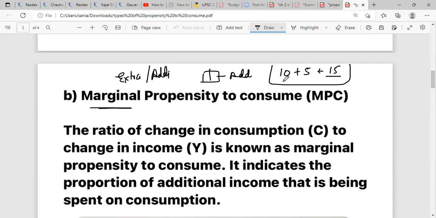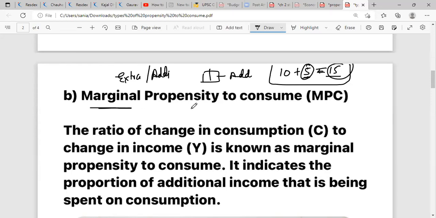Total income, totally, yes, 15. And what is your additional income, marginal income? It's 5. Yes. So remember one thing, total is different, and addition is how much extra you got. Okay, so that is your addition.